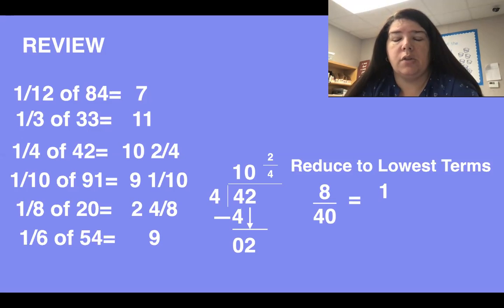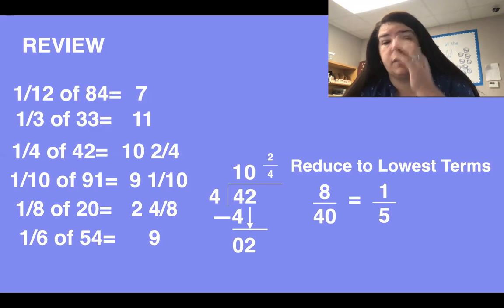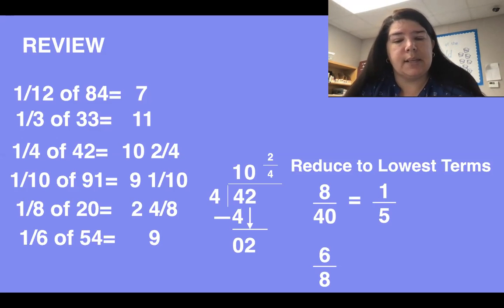Very nice. So we get 1 on the top and 5 on the bottom. 8/40 is equal to 1/5. Let's try one more. 6/8. What are they both divisible by? Good, 2. So we divide the top and the bottom by 2. And you're left with 3/4.